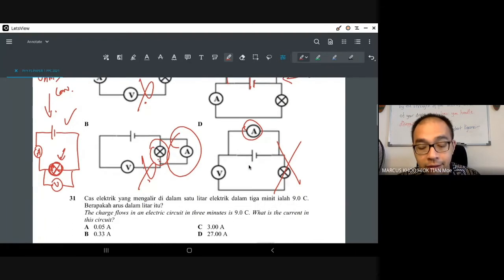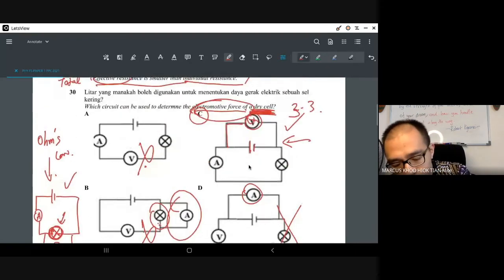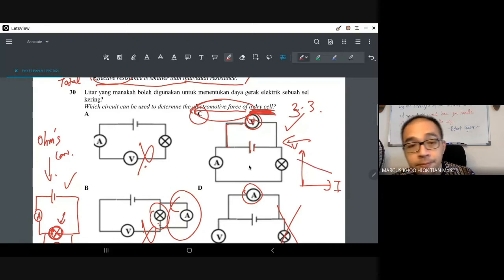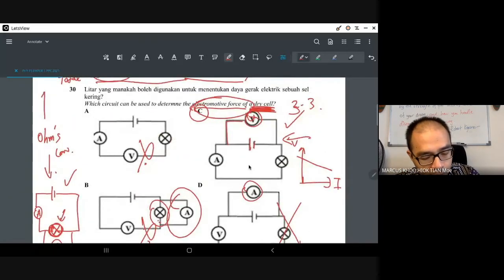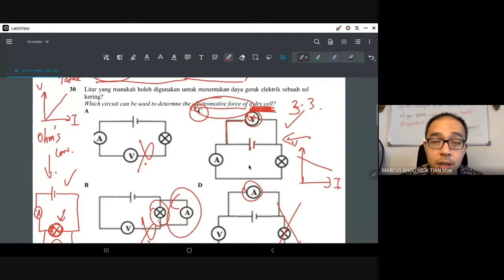Because even the graph is different. For electromotive force, the graph V against I is like this. Manakala Ohm's law, the graph V against I is a directly proportional graph. Simply because of where the voltmeter is placed. Tempat di mana voltmeter itu diletakkan. So that's a very important distinction that I hope that you know lah. Okay, if you don't know, please remember this.